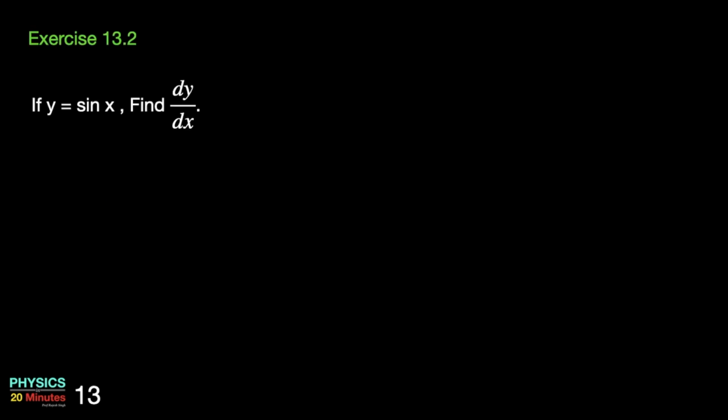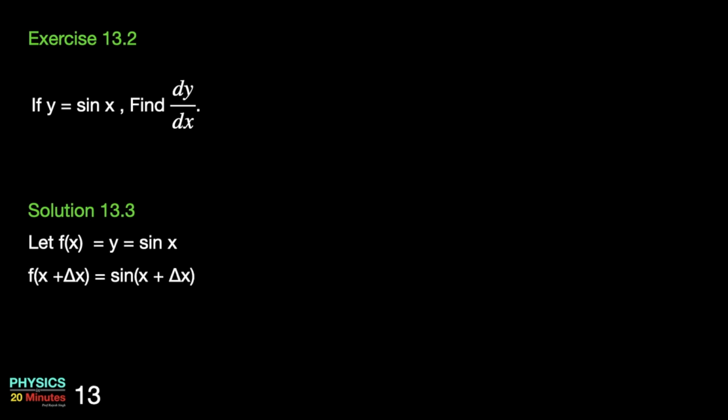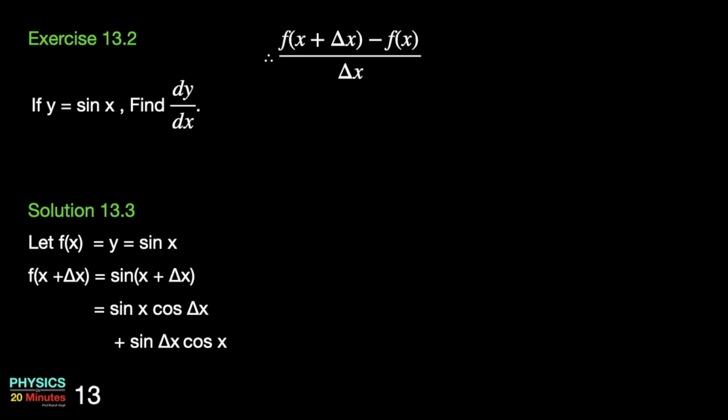Let's take another exercise. y is equal to sin x, find dy by dx. So it's a very straightforward calculation once again. If you want, you can pause the video, solve the problem on your own and come back and check the solution. Here goes the solution. Let f of x be equal to sin x. f of x plus delta x is sin of x plus delta x. After expansion, you get sin x cos delta x plus sin delta x cos x.